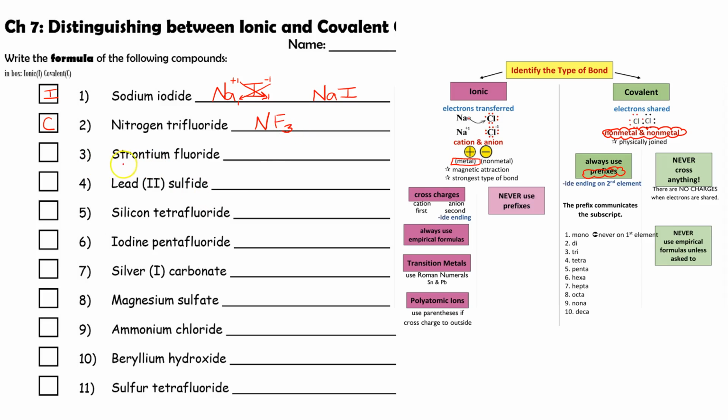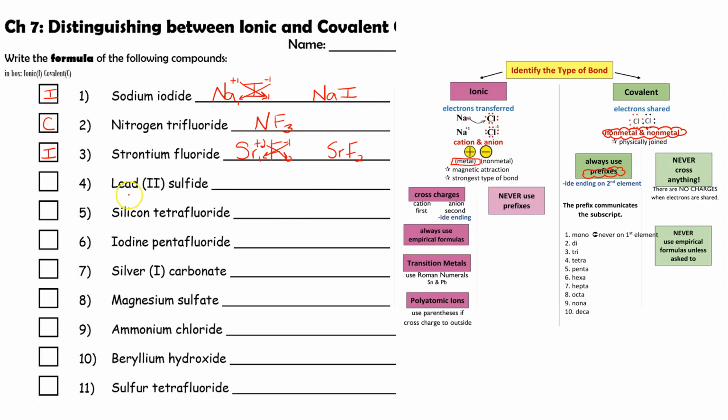Number 3, strontium fluoride. Again, we're going to look up the types of elements these are on the periodic table. Strontium is a metal, and if I have a metal, it's going to be ionic. So I'm going to indicate that in the box. And for ionic, I'm always going to cross charges. So let's find strontium's charge on the periodic table. It's a +2. Find fluorine's charge on the periodic table. It's a -1. I'm going to cross those charges, and I'm going to rewrite it to look beautiful. SrF2.